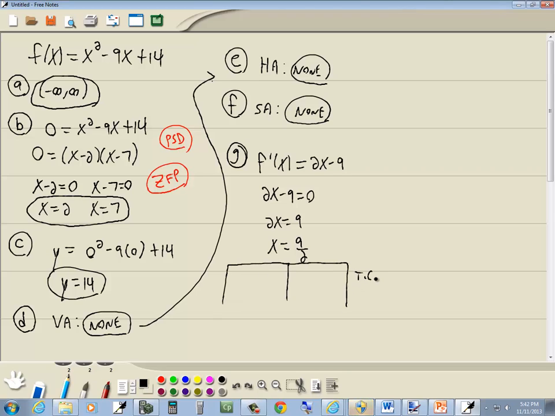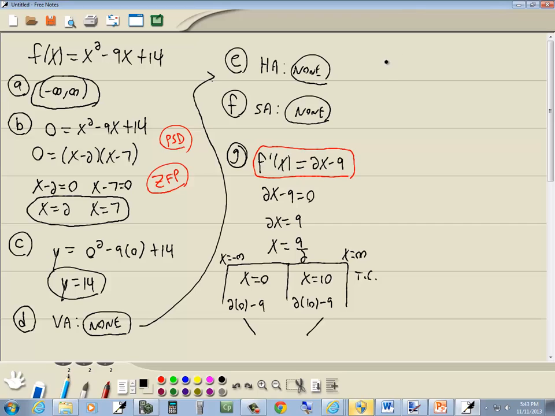Now we will pick test cases. Clear over here is negative infinity. Clear over here is positive infinity. Something between negative infinity and 9/2, like 0. Something greater than 9/2, like 10. Now we want to plug those into our derivative. Our derivative is right here, 2x minus 9. So we got 2 times 0 minus 9 and 2 times 10 minus 9. 2 times 0 is 0 minus 9 is negative, so that's decreasing. 2 times 10 is 20 minus 9 is positive, so that's increasing.